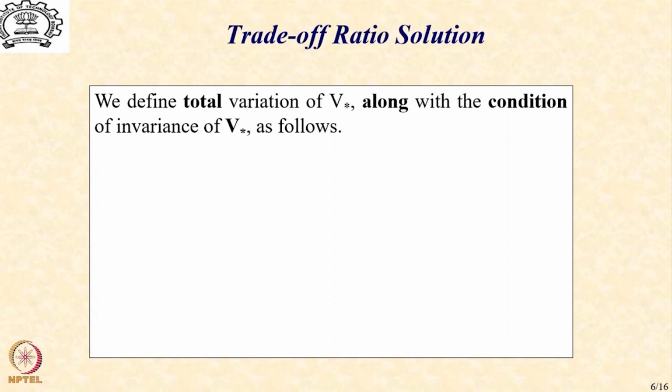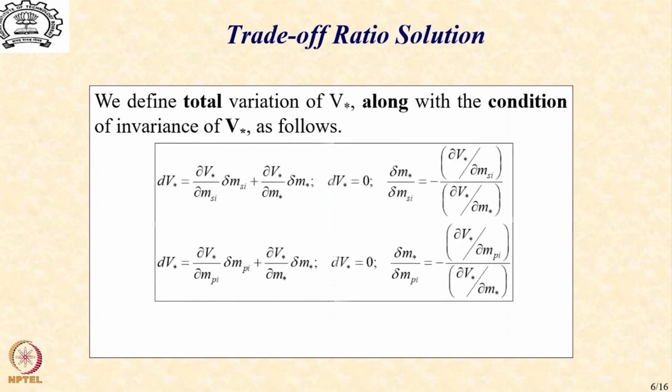So let us bring in this idea through this simple formulation. So we define dV star as a small variation in the V star, the total variation, as a linear combination of the partial derivative of V star with respect to MSI into a small change in MSI plus a partial derivative of V star with respect to M star for a small change in the M star, that is delta M star.